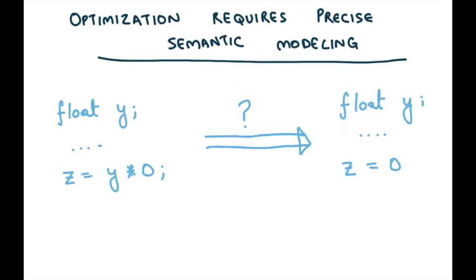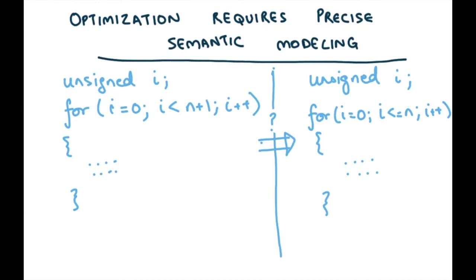Here's another example. Let's say I have a variable of type float, and let's say I'm initializing y, a float variable, in different ways, and then I have this expression z equals y into 0. Now, because of the peculiarities of floating point arithmetic, it is not okay to convert y into 0 to 0, because y into 0 could be something other than 0. Also there is the notion of negative and positive 0 in floating point, so one needs to be careful about making these transformations. In fact, something like this is illegal.